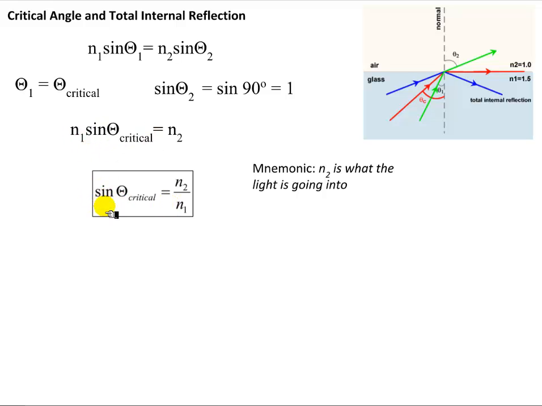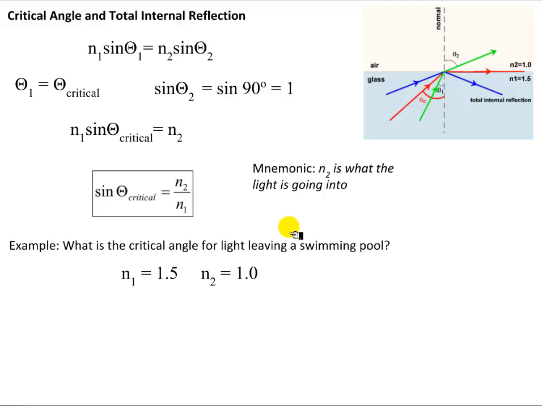So the equation for critical angle is that the sine of the critical angle is equal to the ratio of n2 over n1. A mnemonic that might help you remember this is that n2 is what the light is going into. So right here, n2 is what the light is going into. That's a little mnemonic to help you remember that.